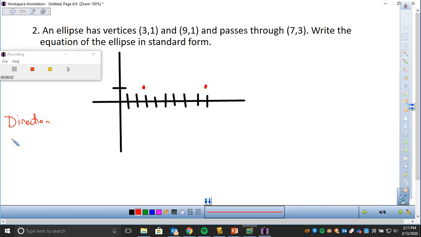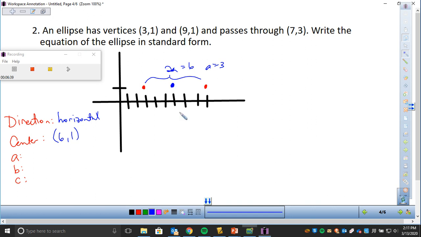So we want the direction of the major axis, we want the center, we want a, b, and possibly c. Our major axis is going left and right, so our direction is horizontal. And this whole thing is our 2a again. So 2a equals 6, and a is going to equal 3. Our center is (6, 1). We also counted back 3 and got to that same point. a is 3, so we know that.